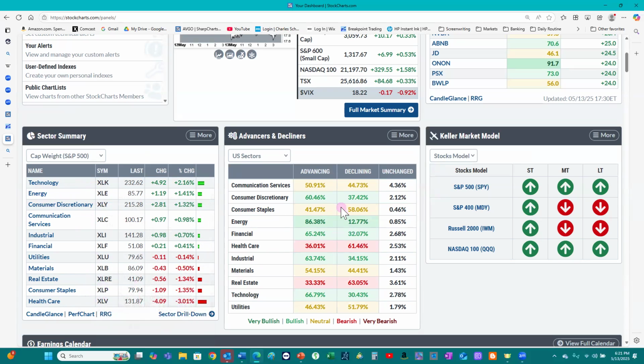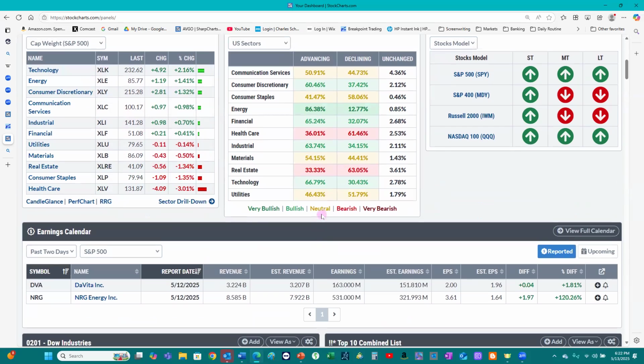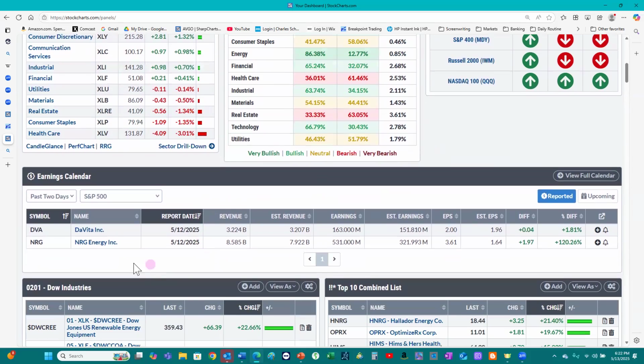And you can see the advancers versus decliners over here. Most of the advancers, other than financials. Financials is right in the middle of the pack over here, but it actually had more advancers. And this down here shows you whether it's bullish or bearish. These are the past 2 days earnings for the S&P 500.